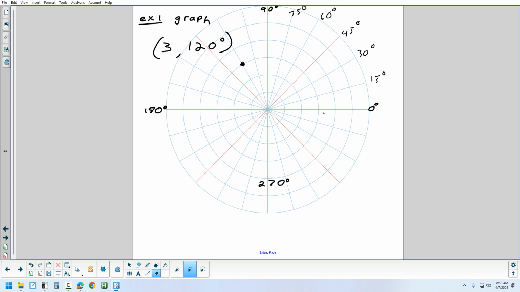So there'll be some problems on the test where you have to do that. You'll have a grid. You just click, and you'll be able to drag the point anywhere you want to put it. That's it. Any question on that one?